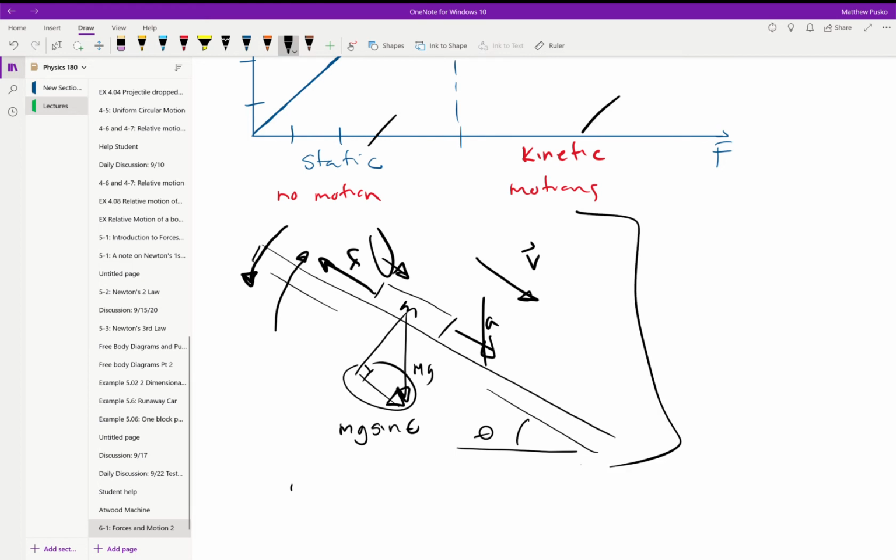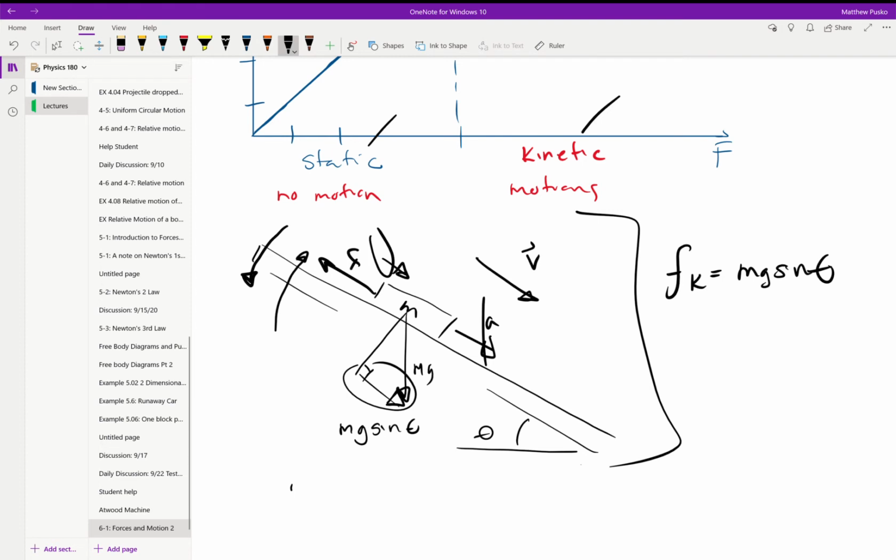I just wanted to show the difference. The static friction was bigger and it required a larger angle to get motion to occur, and then after that it actually accelerated and sped up. It didn't move with a constant velocity. To get it to move with a constant velocity, we had to make the force of kinetic friction equal to that mg sine theta.